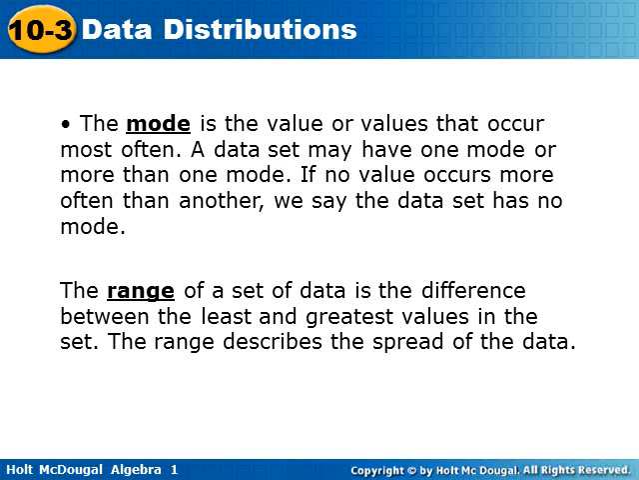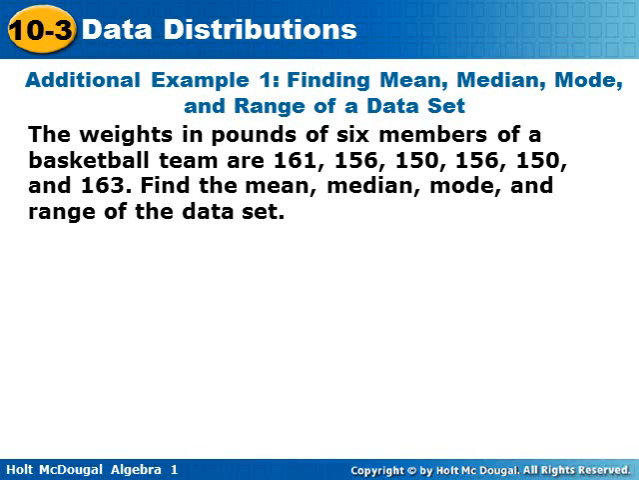The range of a set of data is the difference between the least and greatest values in the set. The range describes the spread of the data. The weights in pounds of 6 members of a basketball team are 161, 156, 150, 156, 150, and 163. Find the mean, median, mode, and range of the data set.